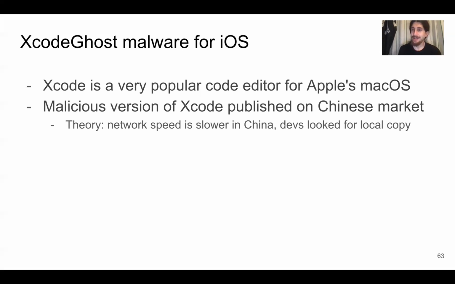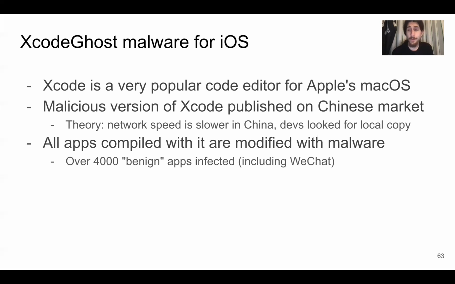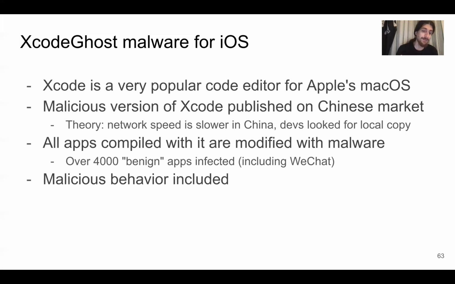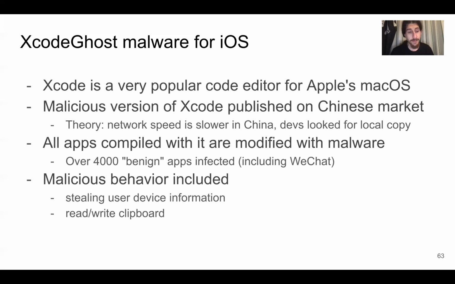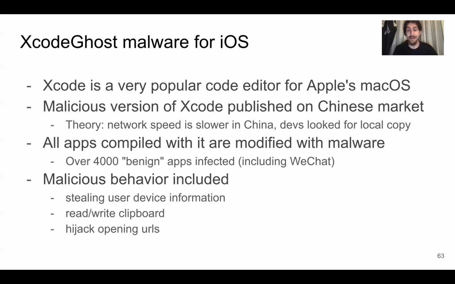And it turns out, this is the theory, that the network speed is lower in China to reach the actual US market. And so developers in China look for a local copy, and they somehow hit on this malicious version on the Chinese market. And what this malware would do is that all apps compiled with this malicious version would actually be modified so that they would contain malware. And this malware then would be installed on the users. So they found out that over 4,000 benign apps were infected, including WeChat. And these apps would include behavior such as stealing user device information, reading and writing the clipboard, where you could have passwords, or hijacking opening URLs, and so forth. So it's really, really powerful and very, very interesting.